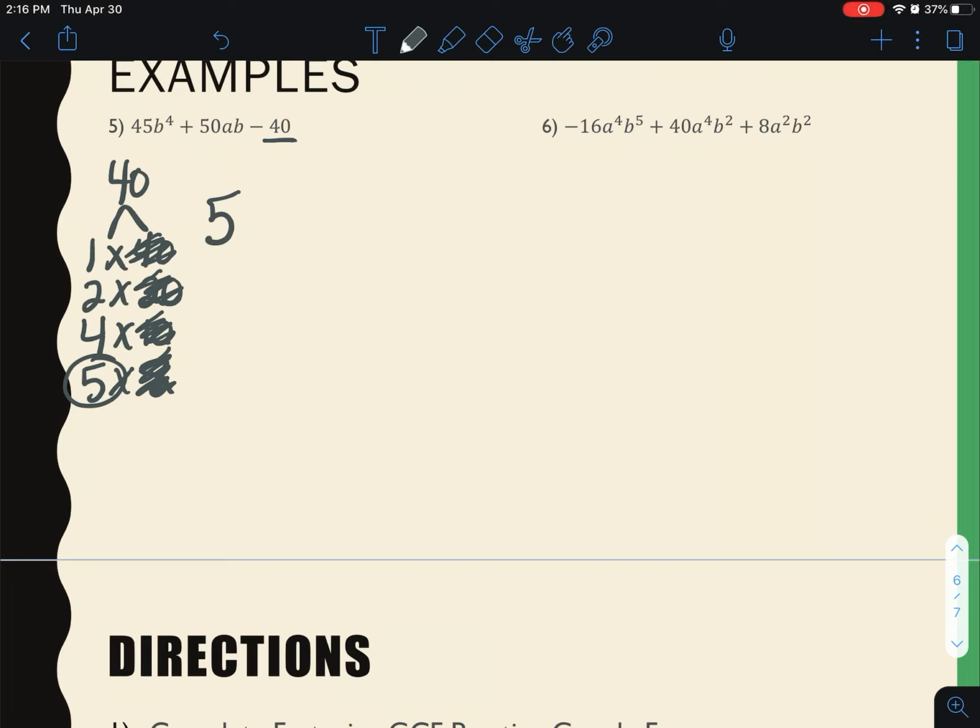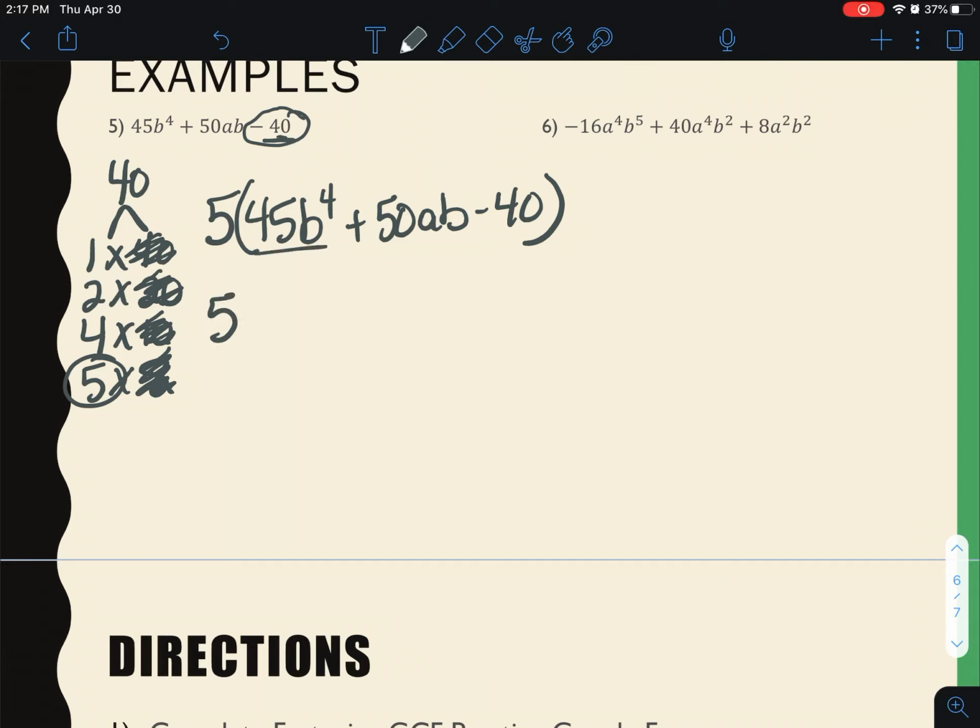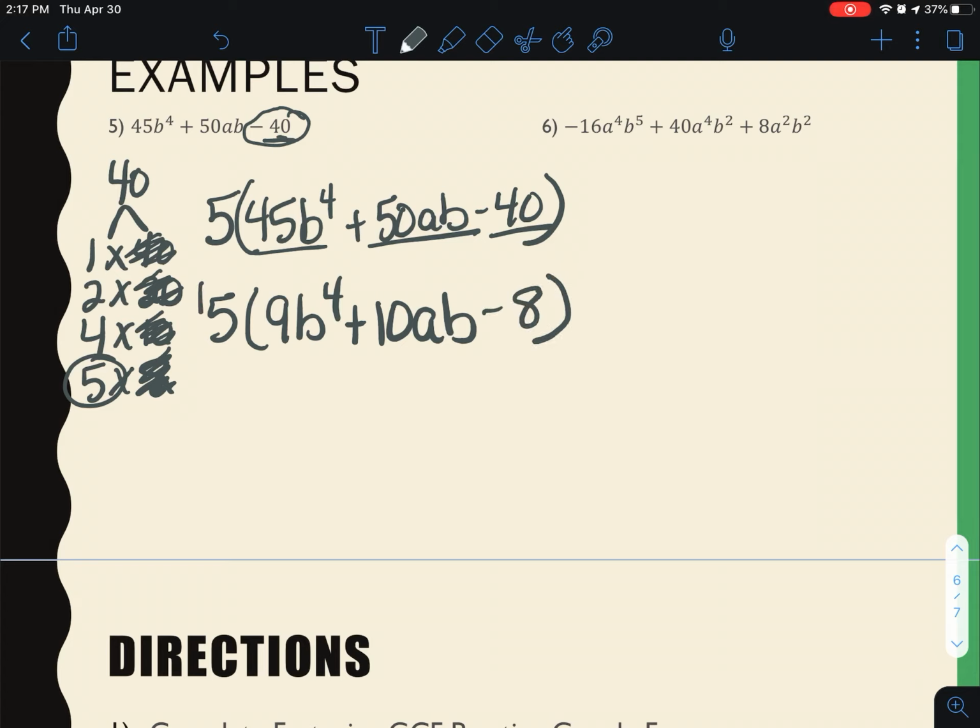Now, the last term here does not have a variable, so my greatest common factor is just going to be 5. I'm going to rewrite the problem inside parentheses. Now I'm ready to divide. 45b to the fourth divided by 5 is going to be 9b to the fourth. 50ab divided by 5 is just 10, so plus 10ab. And negative 40 divided by 5 is negative 8. So that is my answer for number 5.